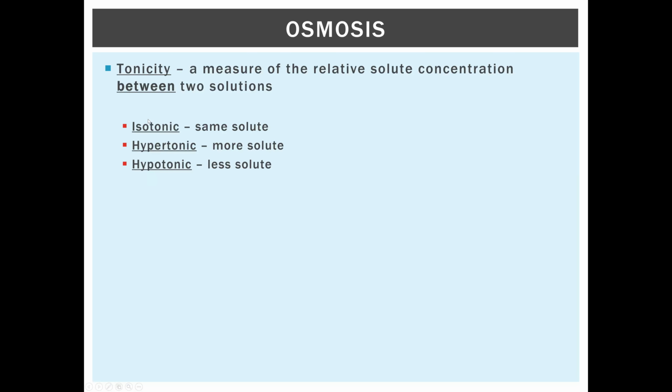Now notice as I was describing those that I kept saying, one has more solute than another. One has the same solute concentration as another. These terms only make sense if you are comparing two solutions. You can't set a glass of water on a counter and say, this is a hypertonic solution. That would make absolutely no sense because you have to be comparing it to something else. These are comparable terms. You are saying solution A has more or less or the same solute as solution B.